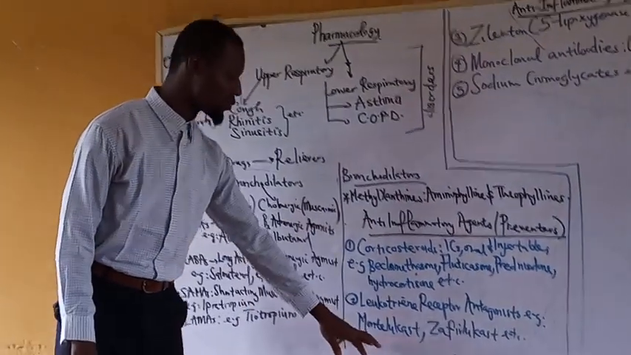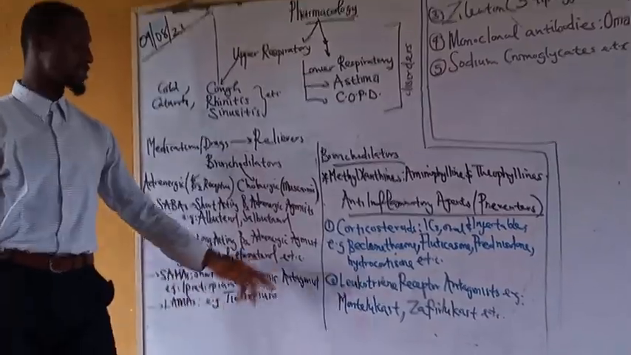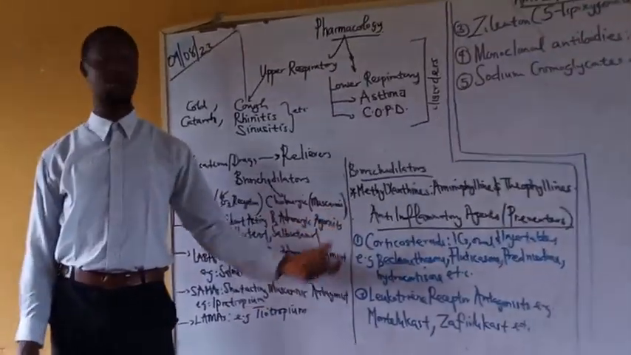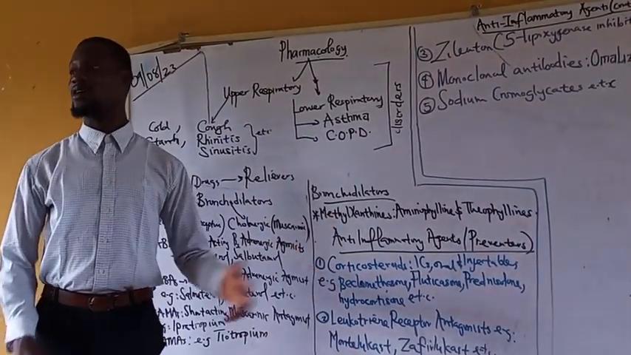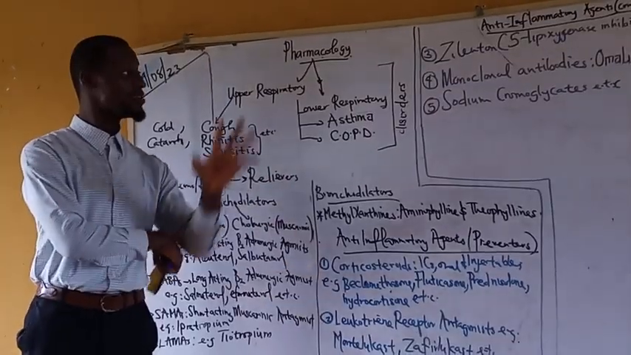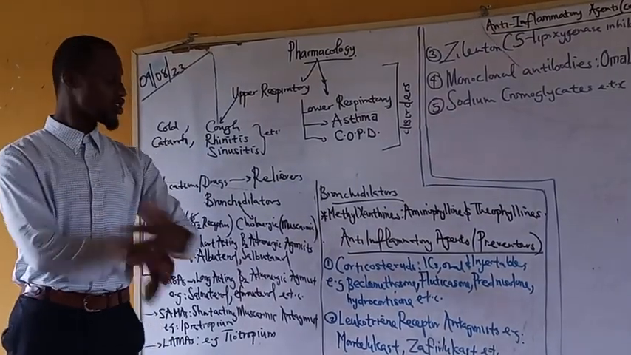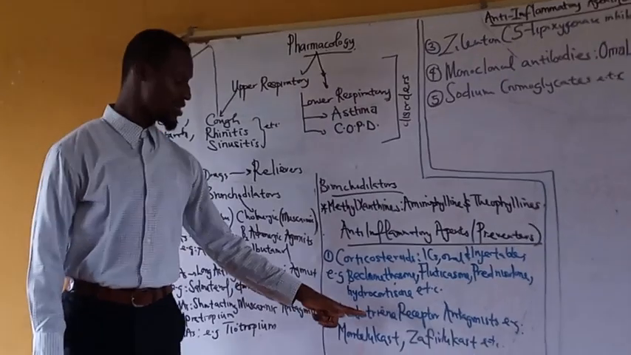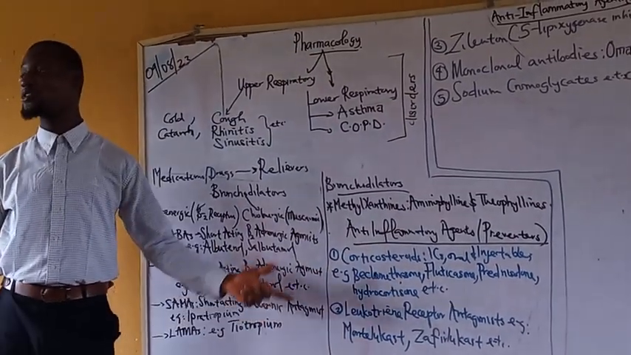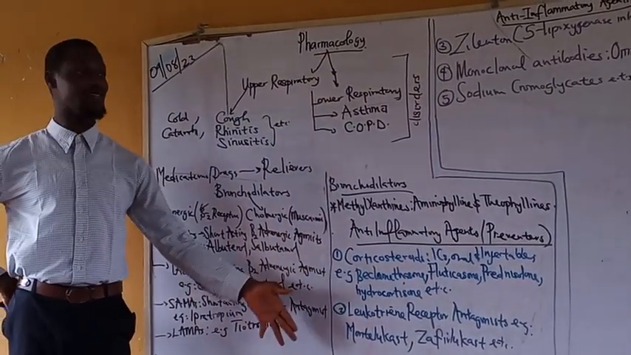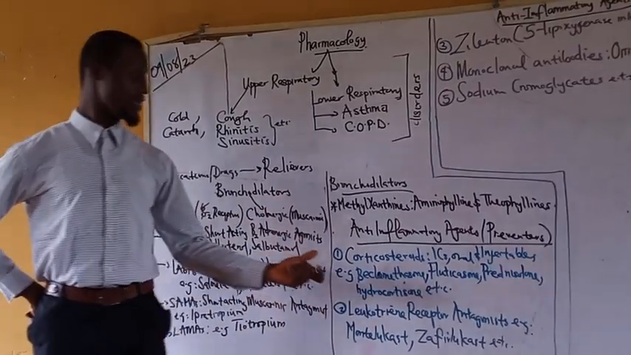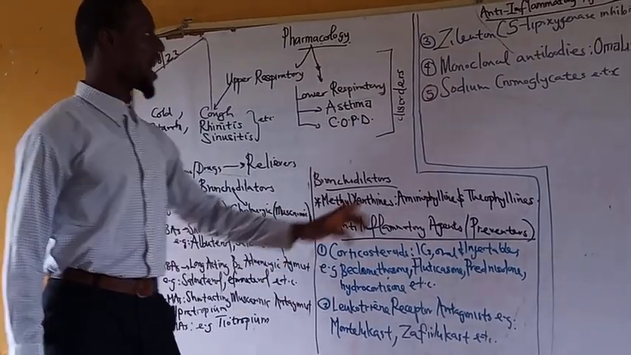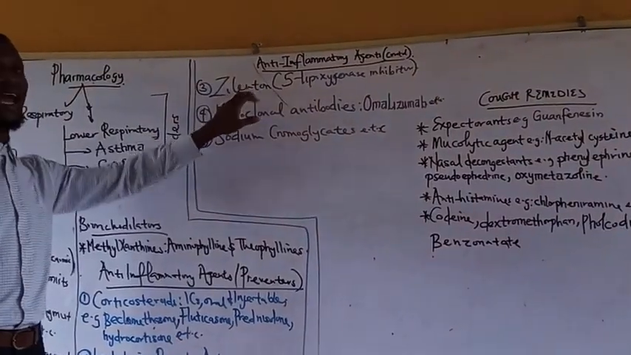Then we also have another group called the leukotriene receptor antagonists, because leukotrienes are part of the compounds complicit in inflammation. By giving montelukast and zafirlukast, which prevent the binding of leukotriene to the receptor, we can reduce the intensity of inflammation that occurs. The third group here is a drug called xylitine.